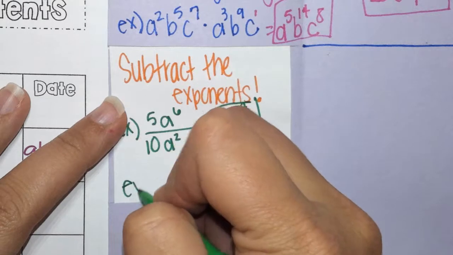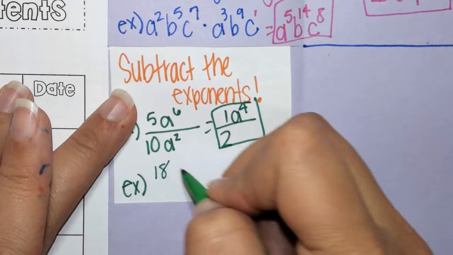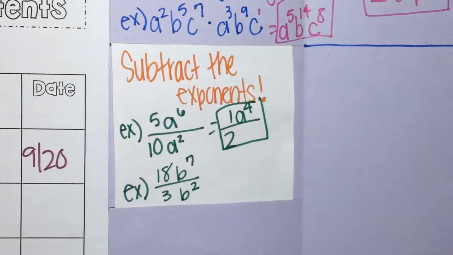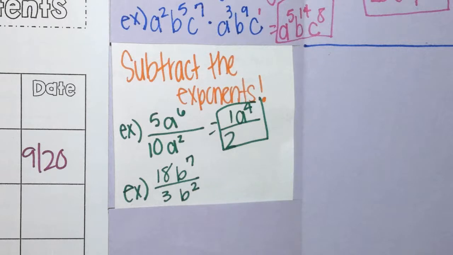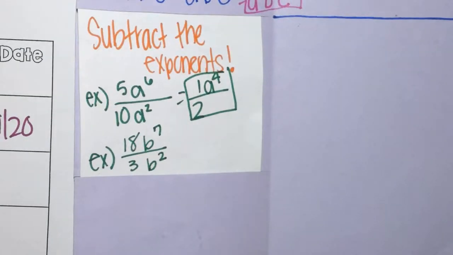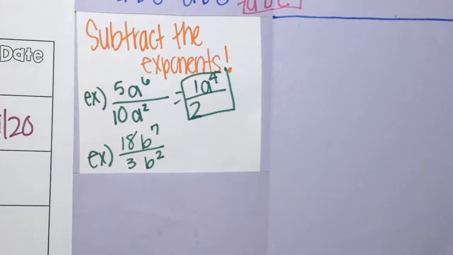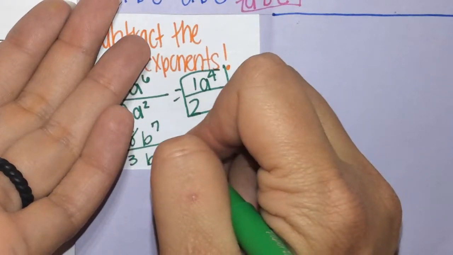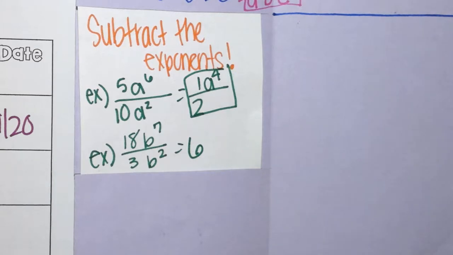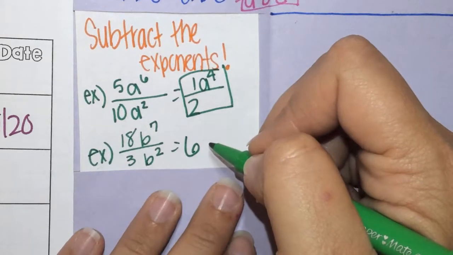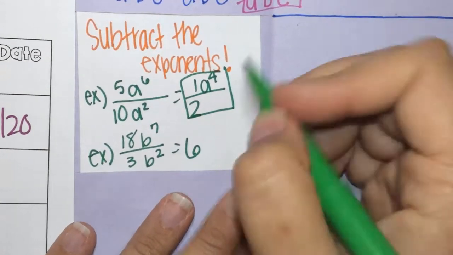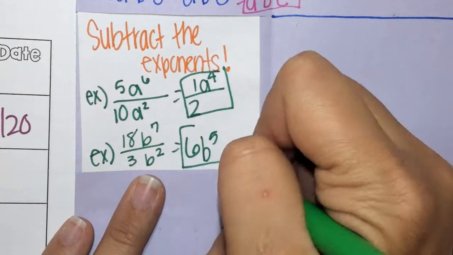Let's try another one. Let's say 18b to the 7th divided by 3b squared. What are we going to do with the 18 and the 3? We're going to divide. And what's 18 divided by 3? That is 6. And what is b to the 7th divided by b squared? It is b to the 5th power. If you said 5, take a point.